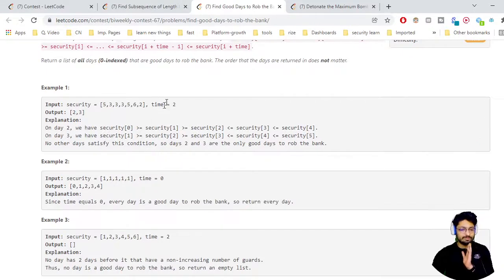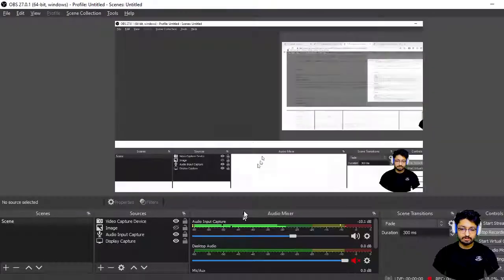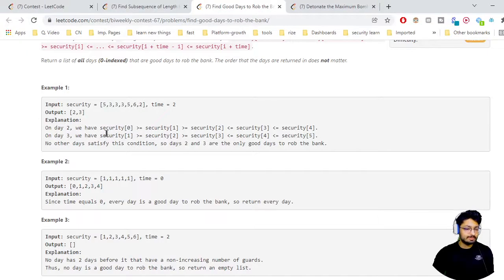As you can see, we have to print out the indexes that are fine, so that we can do the robbery at that point in time. The first good day is the second index, 0, 1, 2. So this number, that is 3, is good for robbery.